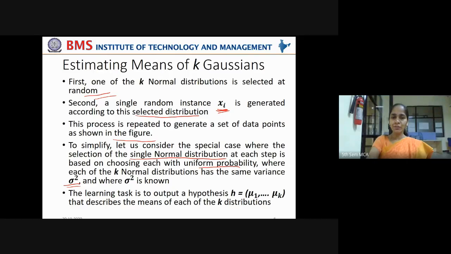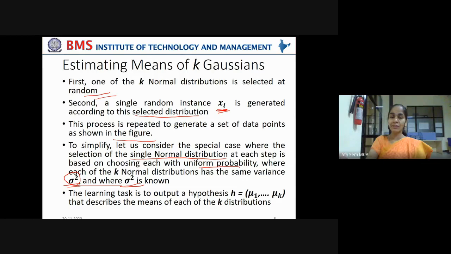Now, where each of the k normal distributions has the same variance sigma square and where sigma square is known. Now, you're taking the two normal distributions and you're generating the data points such that the data points will be suitable for the first normal distribution as well as the second normal distribution. But we don't know exactly from which distribution it is drawn. And these two normal distributions are said to have the same variance also.